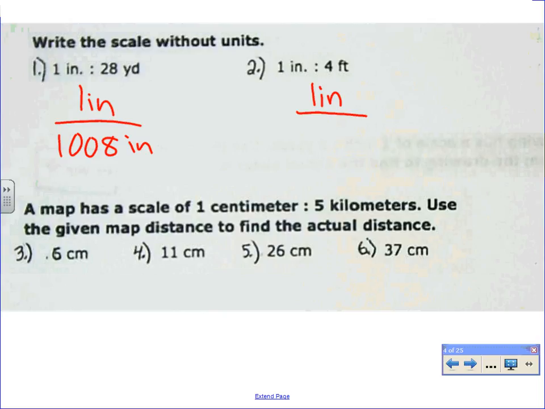Good. How'd you get 48? Good. So convert your feet to inches. That way you're writing it without units. Now, did I really need to write these units? No. I just want to point out you want them to be the same.